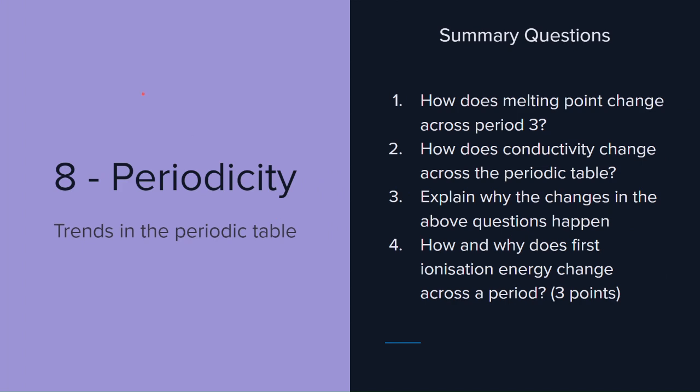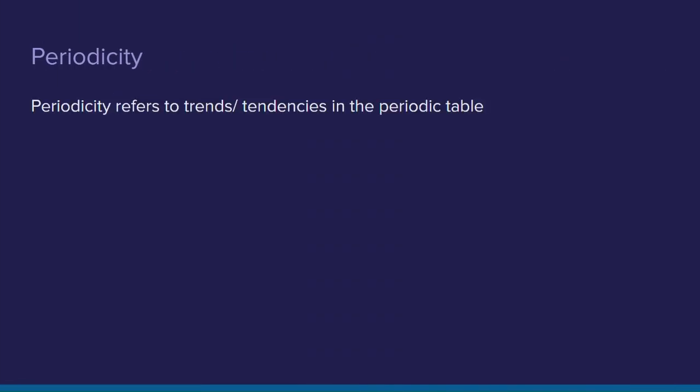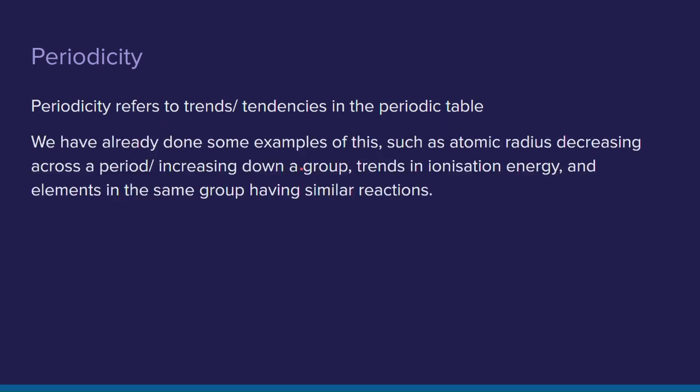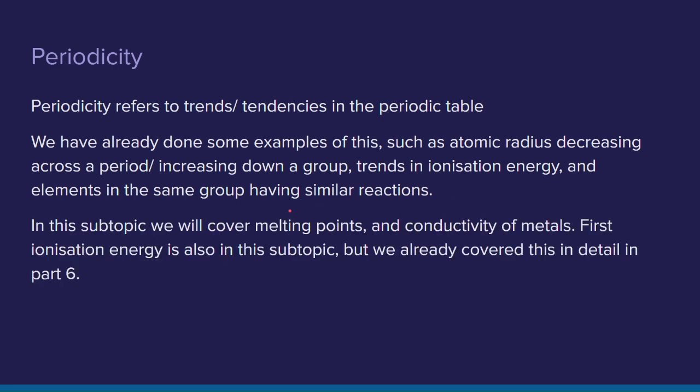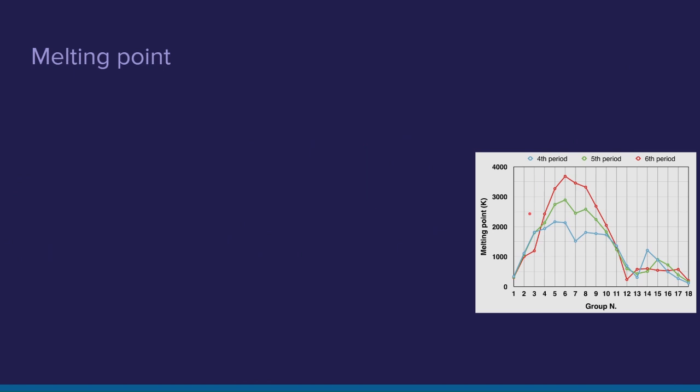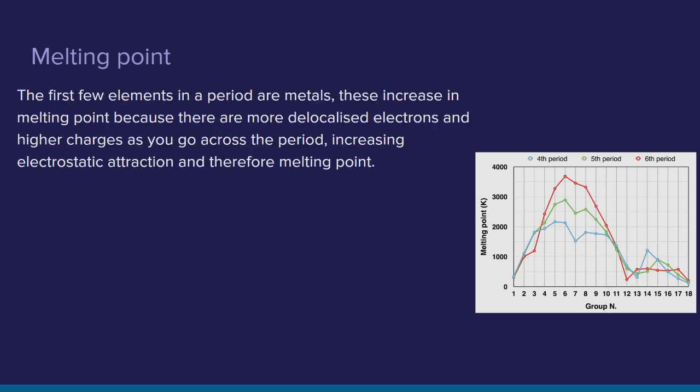The last topic, and this is a really short one, periodicity. Periodicity refers to the trends and tendencies in the periodic table, and we've already done some examples of this, such as atomic radius decreasing across a period, or increasing down a group, trends in ionization energy, and elements in the same group having similar reactions. We've done a lot of this topic in mass spec, so I'm not going to go over ionization energy. But we will be covering how melting points and conductivity of metals change throughout the periodic table.